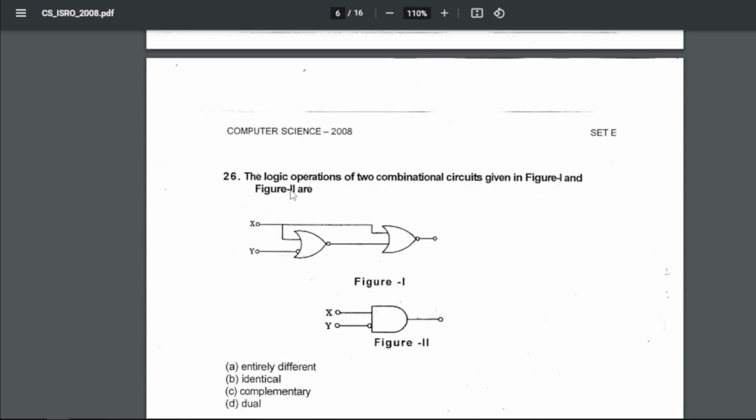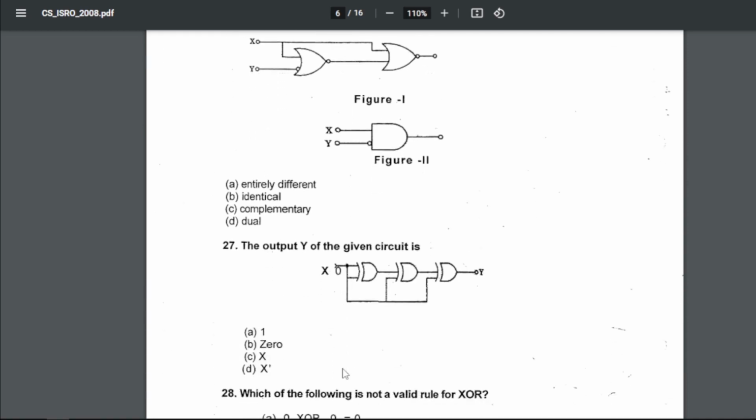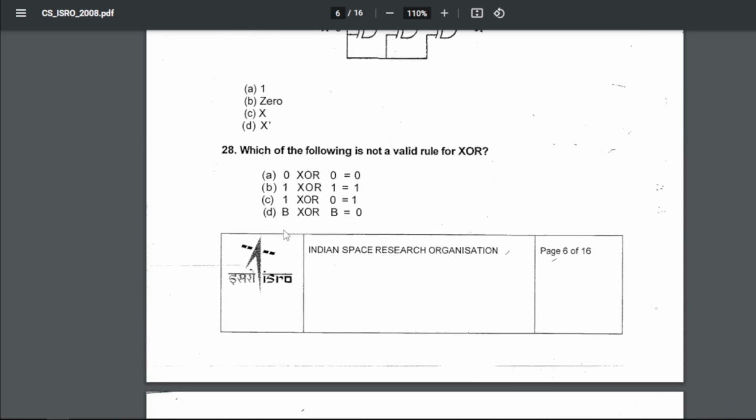Question number 26 is, the logic operations of two combinational circuits given in figure 1 and figure 2, right? This is figure 1 and figure 2. Now we have to identify what these figures exactly tell. If you solve this further you will get the answer as A, that is entirely different, because both are obviously giving entirely different values. Question number 27 is, the output Y of the given circuit is what? This is again a very common question asked many times. So for this our answer will be 0, option B.